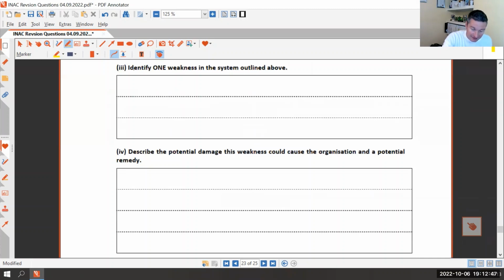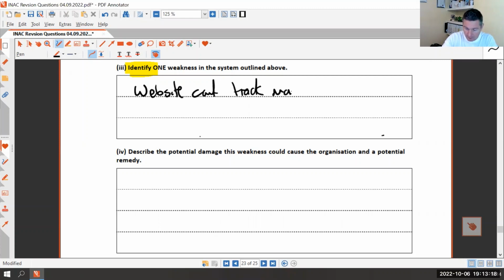Again, it is identify. So we just want to say, don't say the website's rubbish. I mean, it is, but don't say that. We need to know what is the specific problem. And remember the name of the system, internal controls. So what in the accounting systems and controls is broken or could be better? So the website can't track marketing data. That's it. So it is a specific thing. It is an internal weakness, and that's what it is.